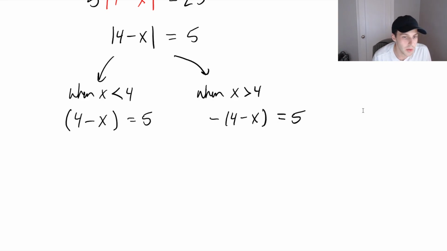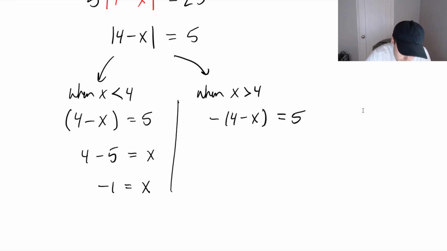And now we have 2 super easy equations that we can solve, right? From this first one, we can move 5 to the other side. 4 minus 5, plus x to both sides, and we get negative 1 is equal to x. In this other case, let's multiply both sides by negative 1. 4 minus x is minus 5. Okay, let's move the 5 over to the left side. Plus 5 to both sides, plus x to both sides. We're left with x is 4 plus 5, or x is equal to 9.